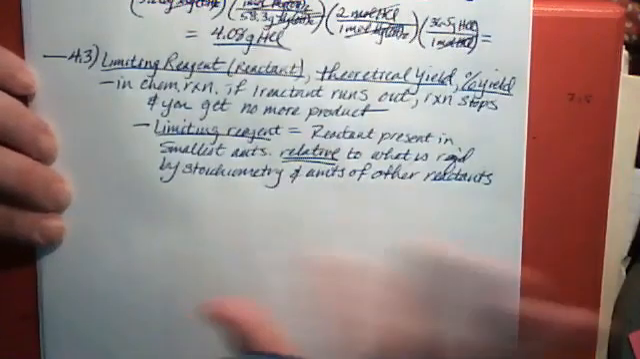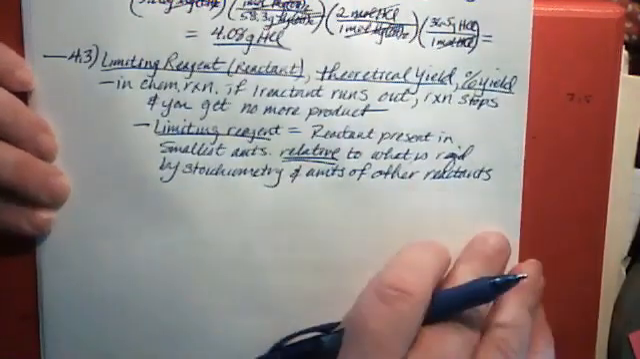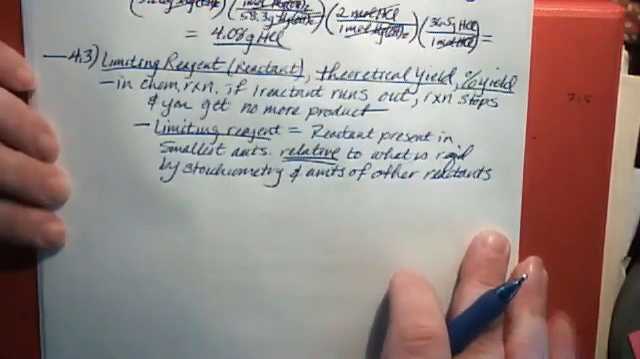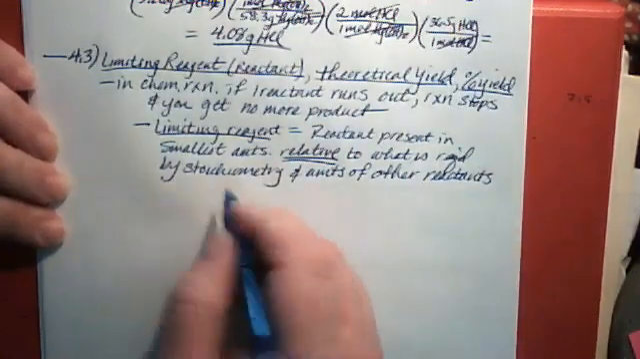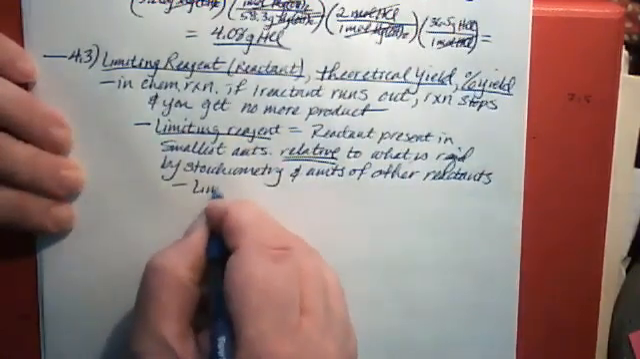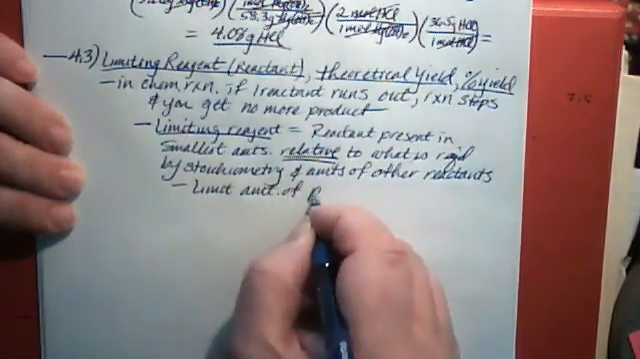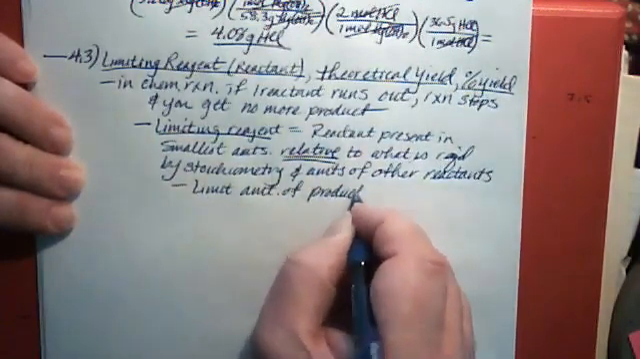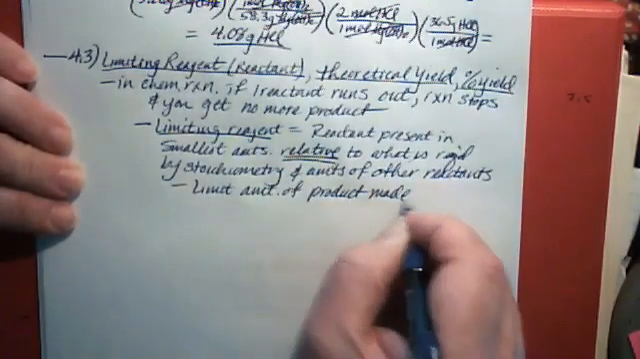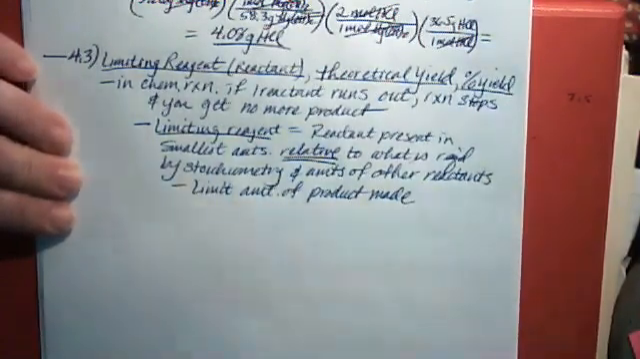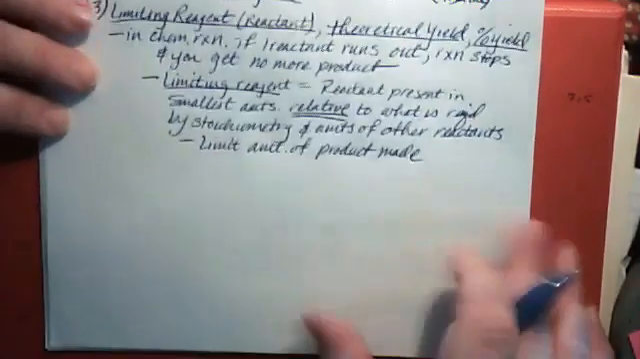Okay, so we'll see some examples of this. It may sound pretty complicated now, but it's not as bad as it sounds. And again, it's called limiting reagent because it limits the amount of the product that can be made.